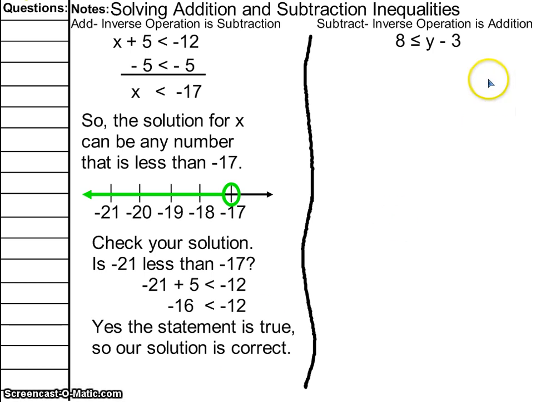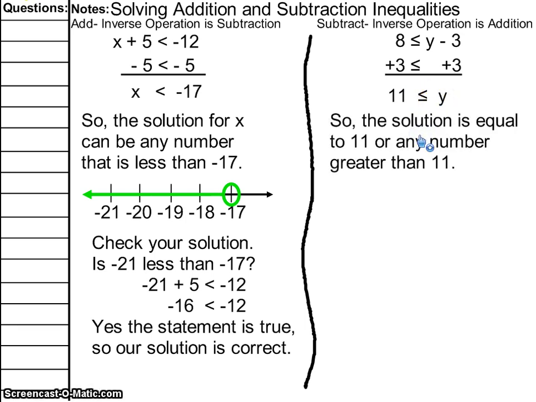Let's try a subtraction problem. 8 is less than or equal to y minus 3. Since our variable is being subtracted by 3, we're going to add 3 to both sides of our inequality, and we're left with 11 is less than or equal to y. So the solution is equal to 11 or any number greater than 11, since our problem says that 11 has to be less than or equal to our y.